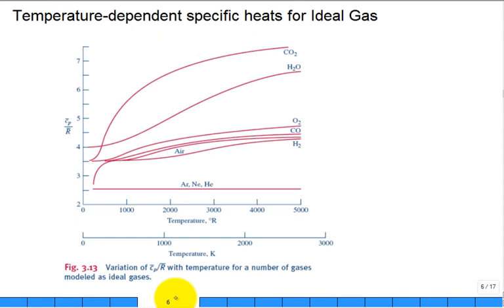So a lot of times they'll plot the specific heat. I know this is a funny way of plotting it: C sub P bar divided by R bar. They took it on a molar basis and divided by the universal gas constant, which would be the same as doing it on a mass basis and dividing by that gas's constant, but either way. And they plotted it as a function of temperature.